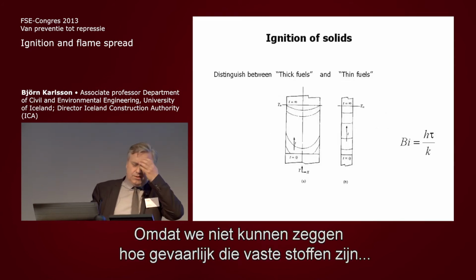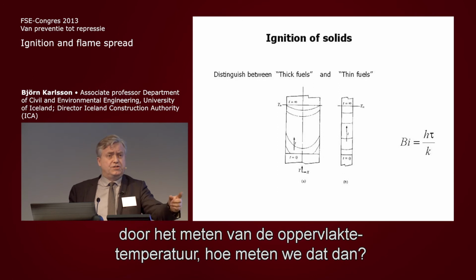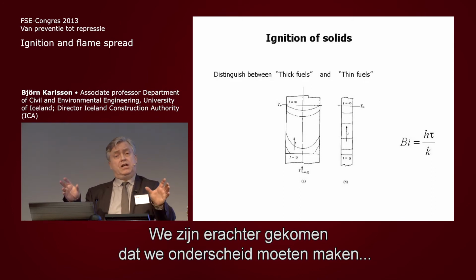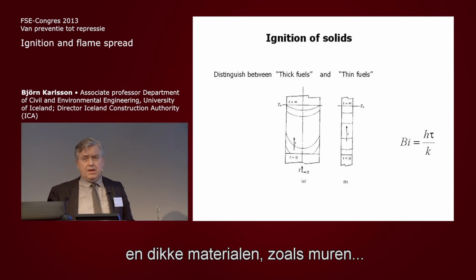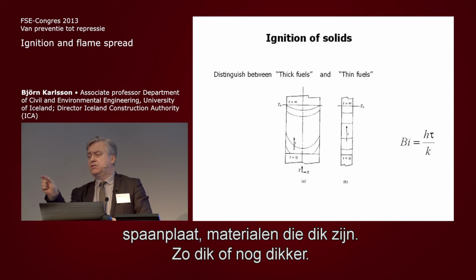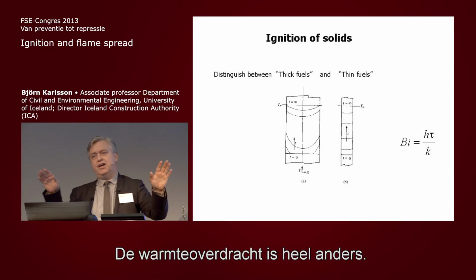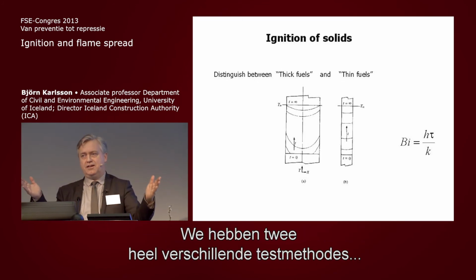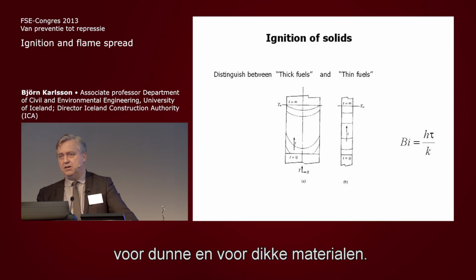So what can we do about it, since we can't really say how dangerous these solids are by measuring surface temperature? How can we then measure it? What we found out is that we have to distinguish between either thin materials like curtains and things like that, and thick materials, that's kind of walls or particle board, or materials that are this thickness or more. Because the heat transfer is very different. I'll just talk about why we have to distinguish between thin and thick. So we have two very different testing methodologies depending on whether we have a thin material or a thick material.